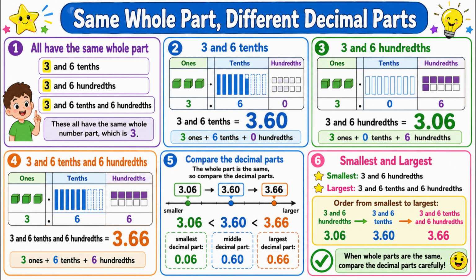Same whole part, different decimal parts. Now compare 3 and 6/10ths, 3 and 6/100ths, and 3 and 6/10ths and 6/100ths. These all have the same whole number part, which is 3, but their fractional parts are different. 3 and 6/10ths is 3.6. 3 and 6/100ths is 3.06. 3 and 6/10ths and 6/100ths is 3.66. So the smallest is 3 and 6/100ths. The largest is 3 and 6/10ths and 6/100ths.